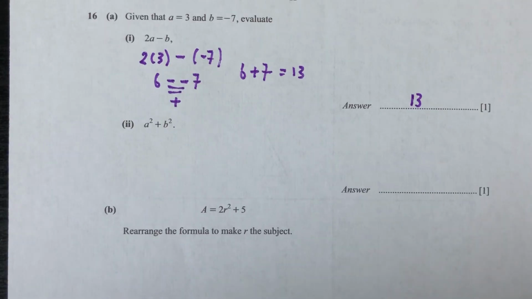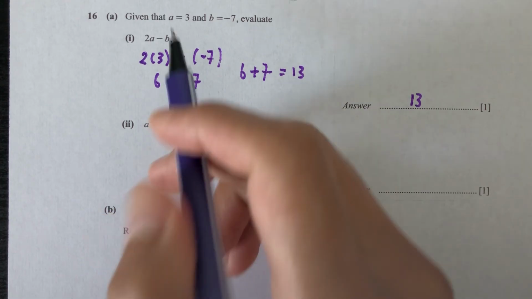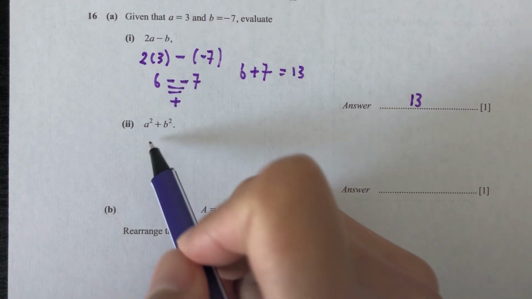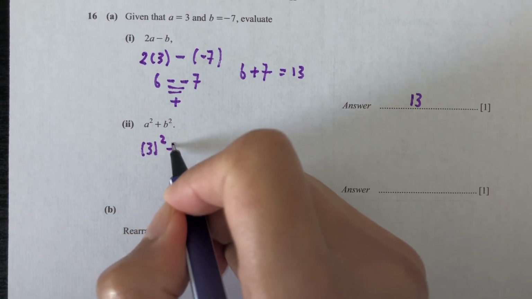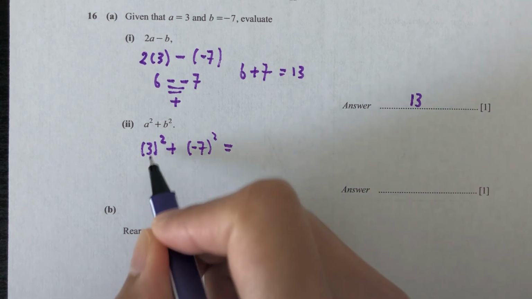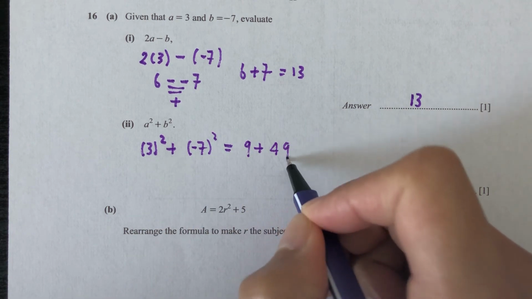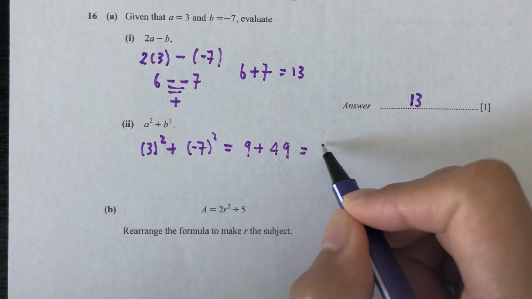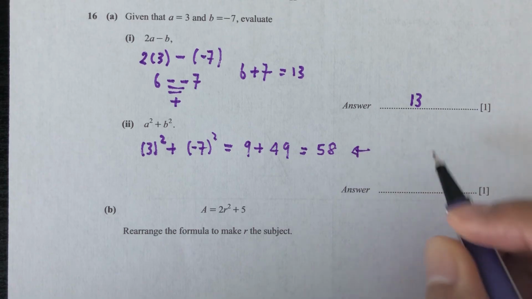Now moving on to part 2, we have A squared plus B squared. Same thing, we replace the values of A and B in this expression. A squared is 3 squared, plus B squared is -7 squared. So 3 squared is 9, plus 7 squared is 49. That will be 58. That's your answer for part 2.